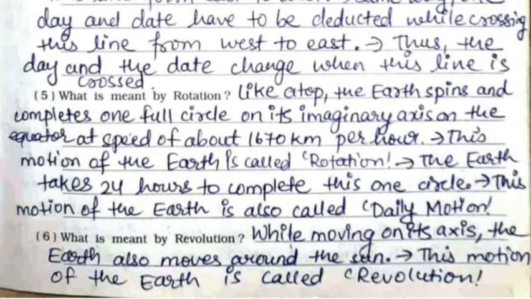This motion of the earth is also called daily motion. Sixth one, what is meant by revolution? While moving on its axis, the earth also moves around the sun. This motion of the earth is called revolution.